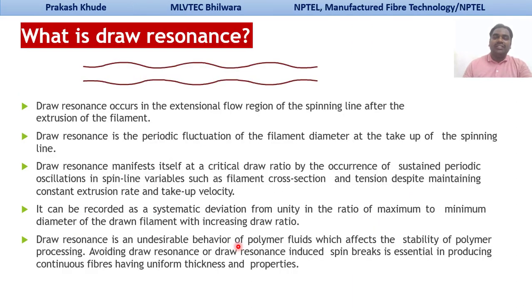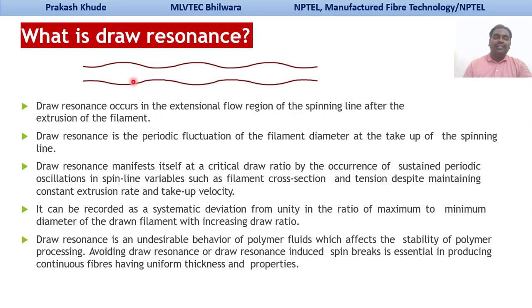Next, the flow instability which occurs in the extensional flow, or in the spinning line, is draw resonance. So what is draw resonance? Draw resonance occurs in the extensional flow region of the spinning line after the extrusion of the filament. This is the phenomenon where we can see a periodic fluctuation of the filament diameter at the takeoff of the spinning line. So a periodic fluctuation in the diameter happens, which we normally call draw resonance.